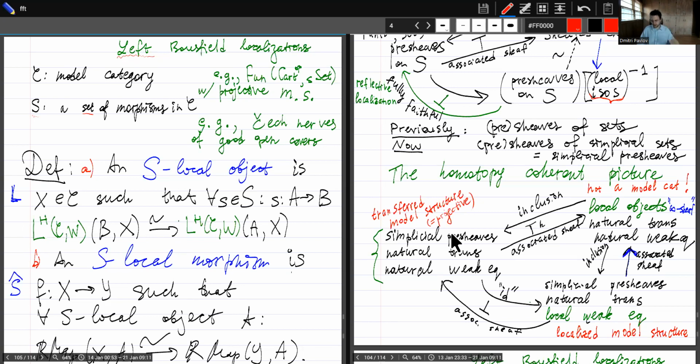And as it will turn out, in the case of interest to us, which is simplicial presheaves with Čech nerves of good open covers as elements of capital S, this definition will precisely recover the notion of an infinity sheaf among all simplicial presheaves. And we'll explain more of this a bit later.